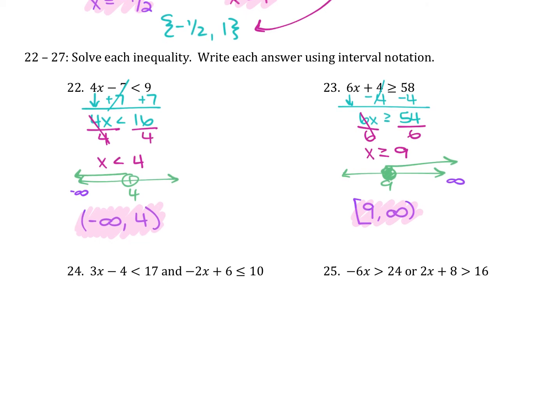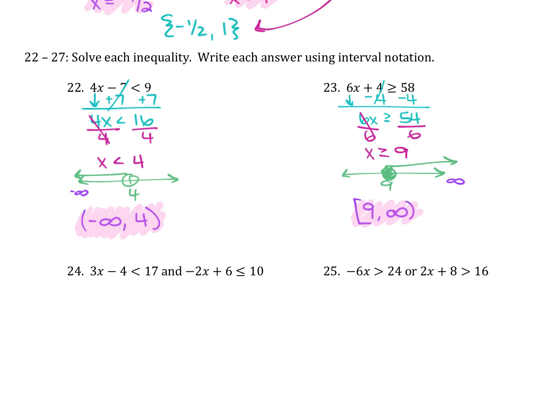For 24, we have a compound inequality here with the and. So more than likely, this is going to turn out to where your two lines are going to go in towards each other. So when we do this, we're going to have one interval notation as an intersection. So for this one, we have 3x minus 4 is less than 17, and negative 2x plus 6 is less than or equal to 10.